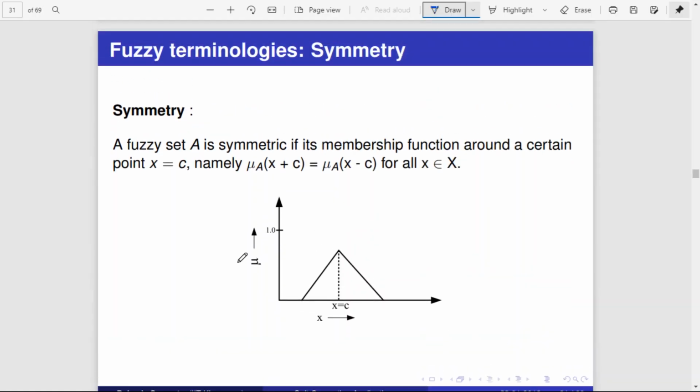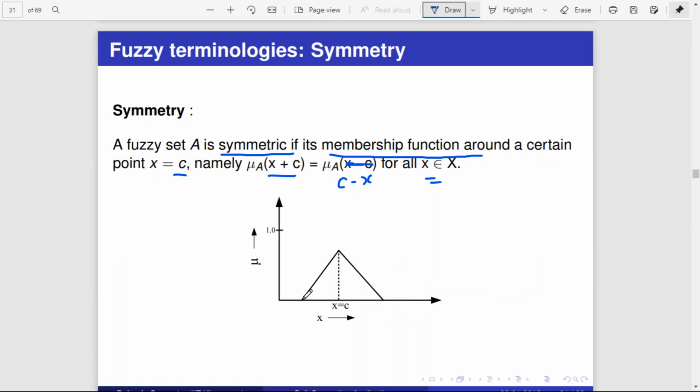Next we will be discussing something called symmetry. A fuzzy set A is symmetric if its membership function is symmetric around a certain point x equal to c, namely mu A of x plus c is equal to mu A of c minus x, not x minus c, for all x belonging to X. We can better understand this with a diagram.